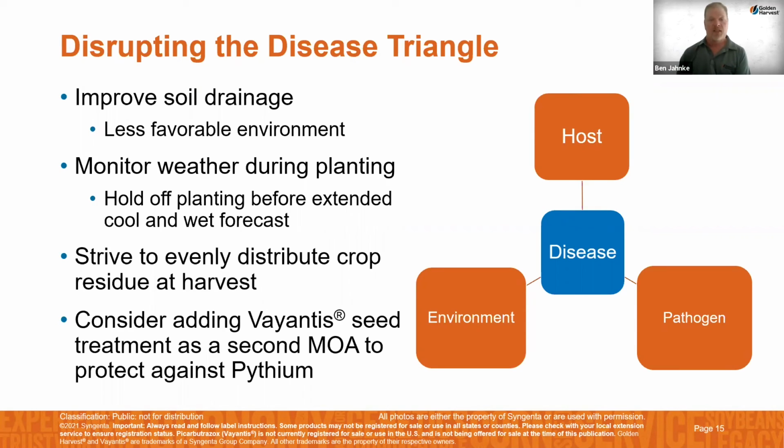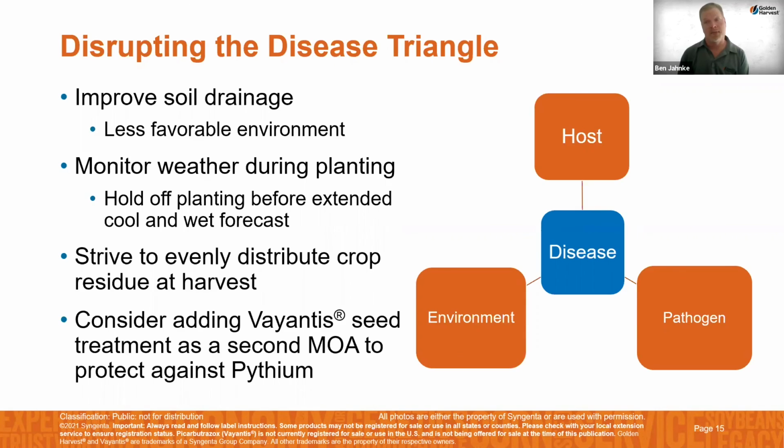Striving to evenly distribute crop residue at harvest can also be important because we can eliminate some of those heavier concentrations of residue that can create temperature and moisture variation in our field. And finally, we can consider adding Viantis as a seed treatment against Pythium to act as a second mode of action of protection.